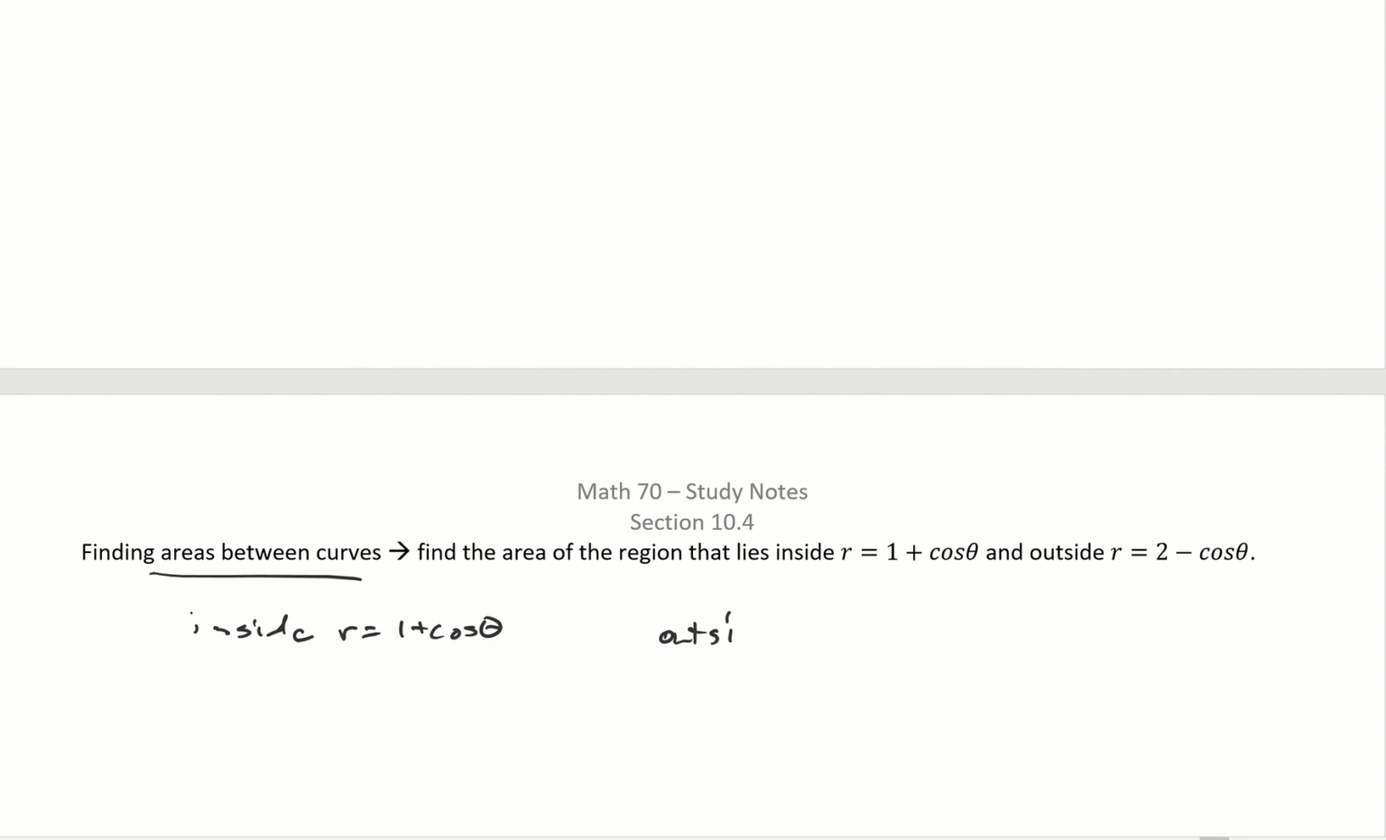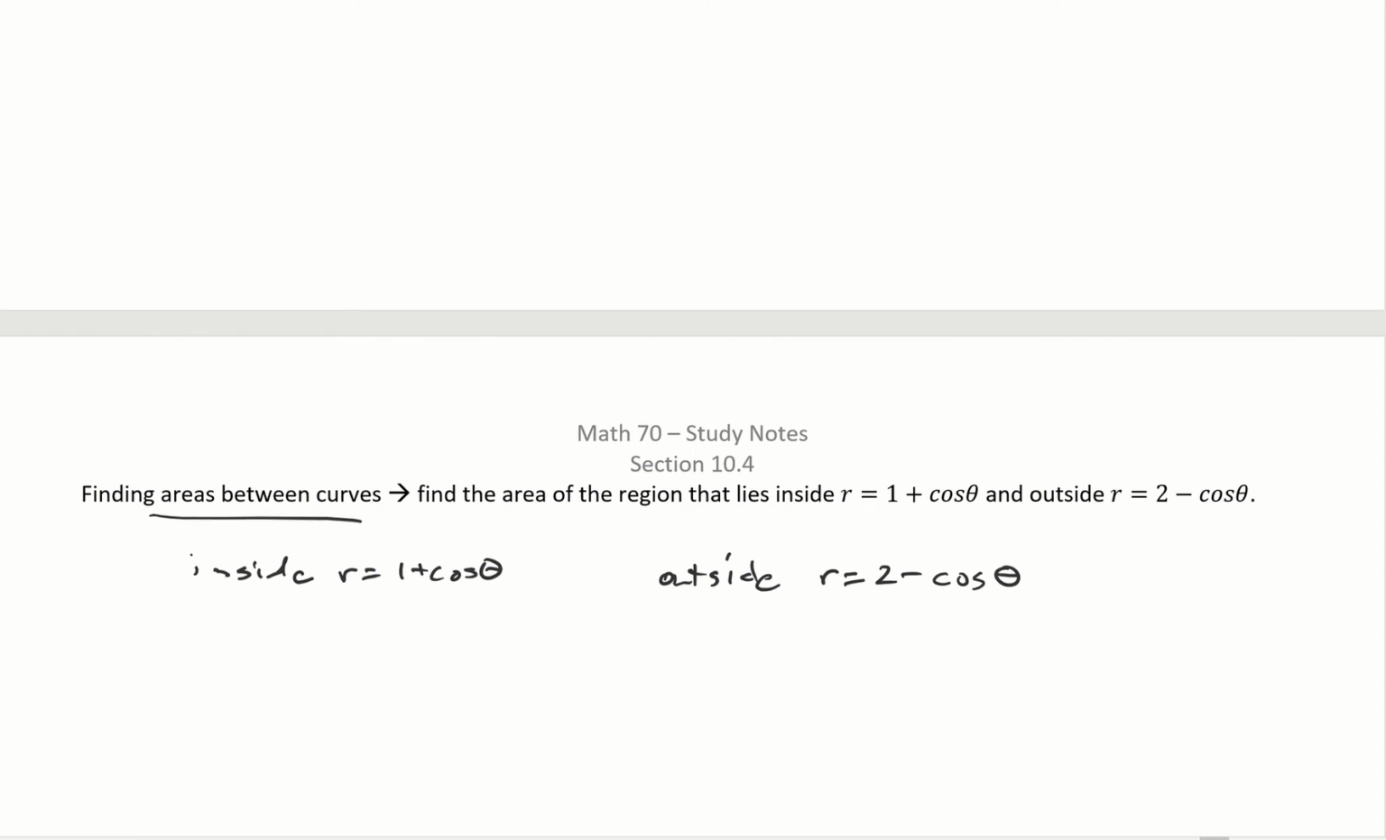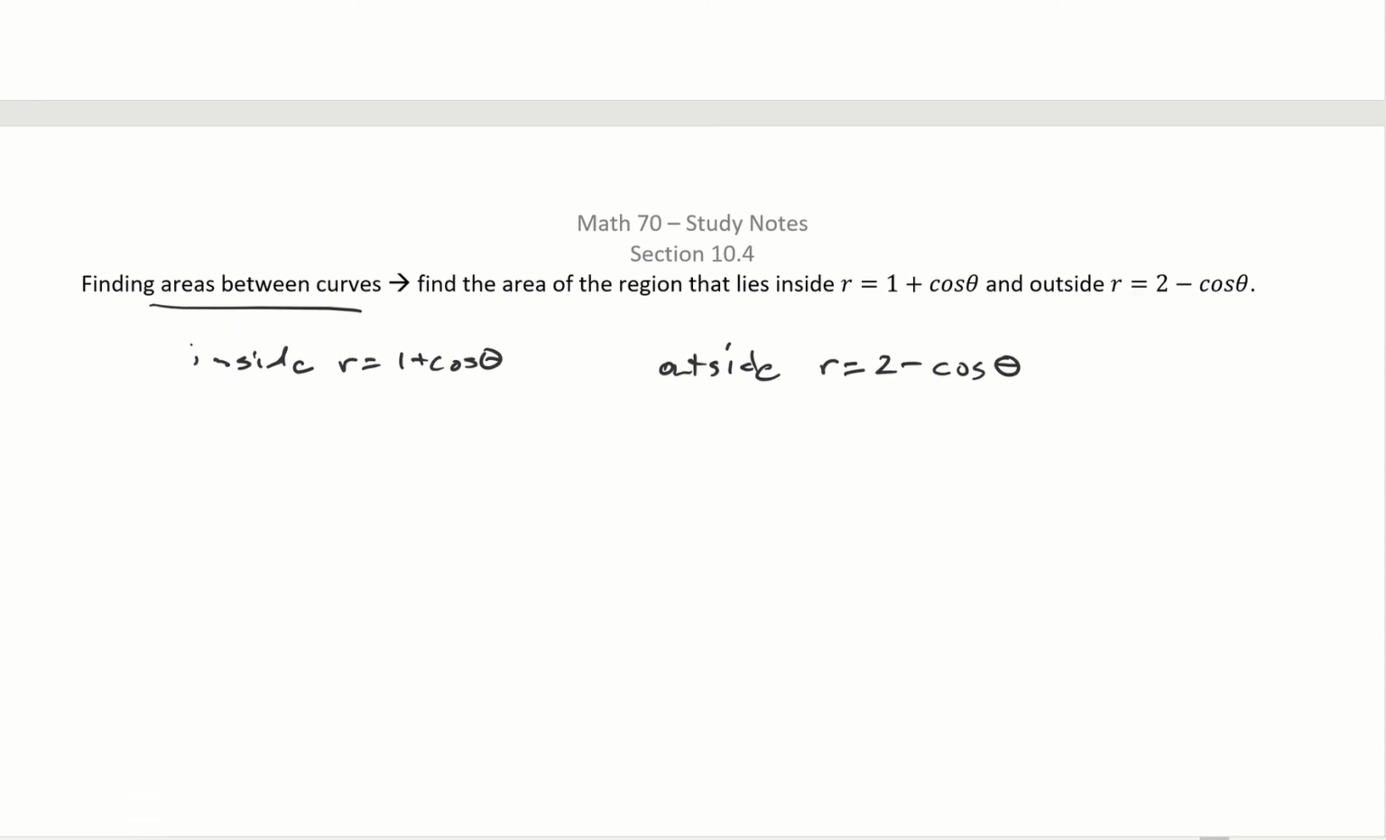Okay, so outside, r is 2 minus cosine theta. So r is equal to 2 minus cosine theta. Okay. The magic here is, can you sketch? Because you got to be able to sketch. All right. So it's inside and outside. We got to draw ourselves a pretty good picture of this. Let's see what's going on.